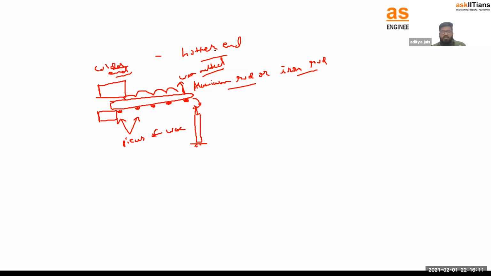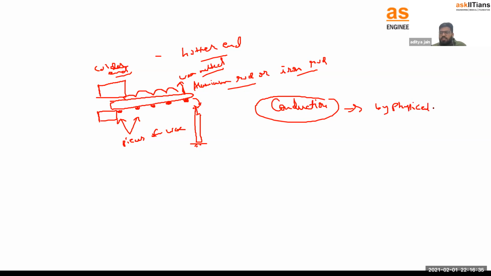Whenever transfer of heat takes place from the hotter end to the colder end of the rod or any body by physical means, because there is physical continuation or physical contact between the hotter end and the colder end, that type of heat transfer is known as conduction. So whenever heat transfer takes place from the hotter end to the colder end by physical contact, it is conduction.